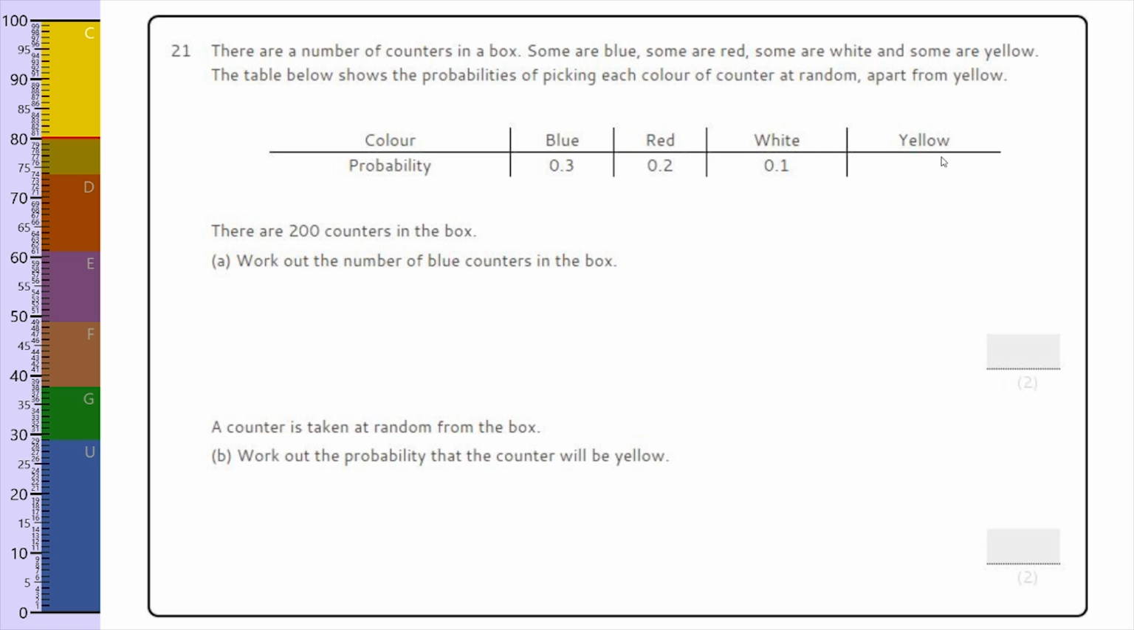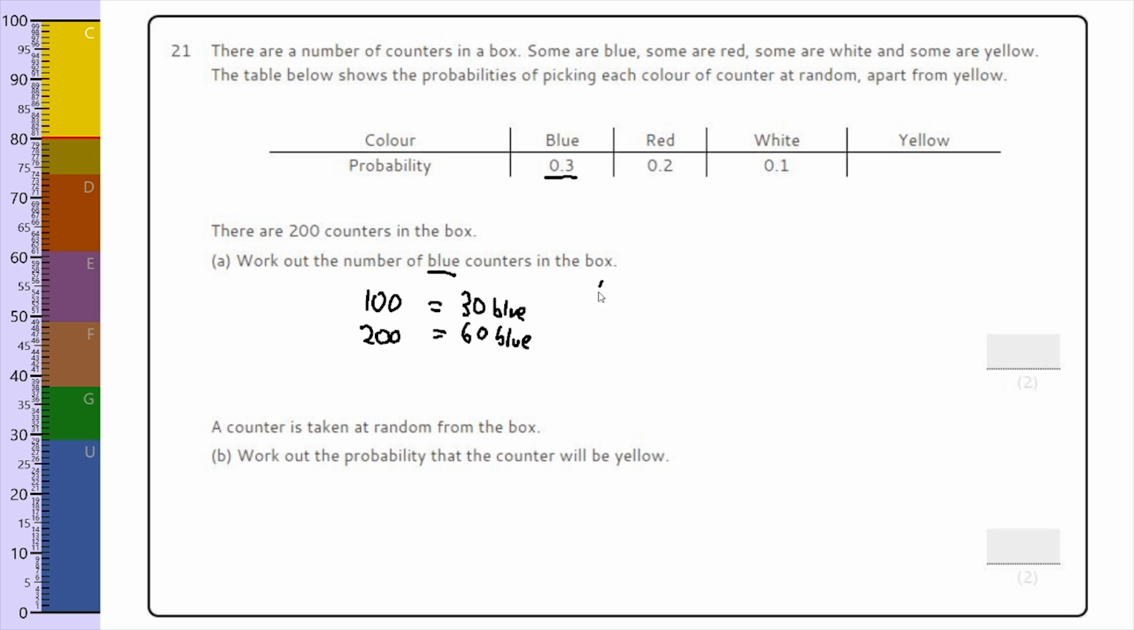Okay, so looking at this, the probability of blue happening is 0.3. So out of 200, well, let's do 100 first. If I picked 100 counters, then I would expect 0.3 would be 30. I would expect 30 of them to be blue. So if I pick 200, I'm expecting 60 of them blue. Okay, that's one way of doing it.